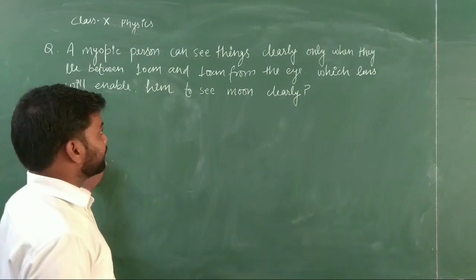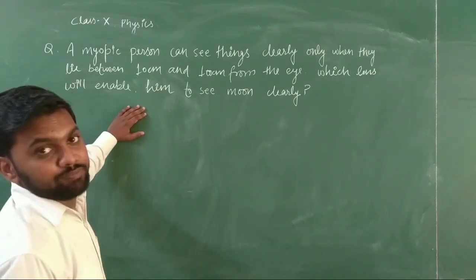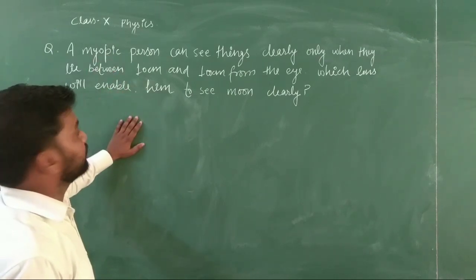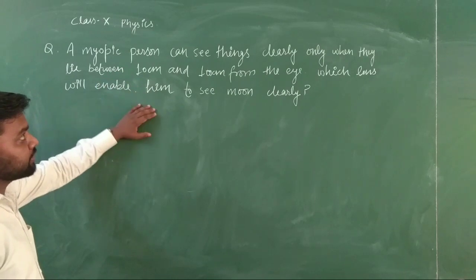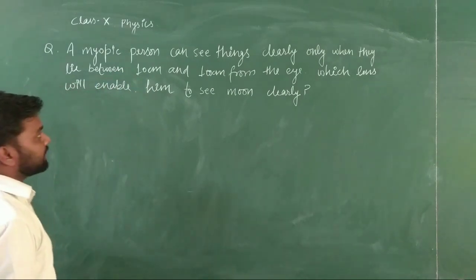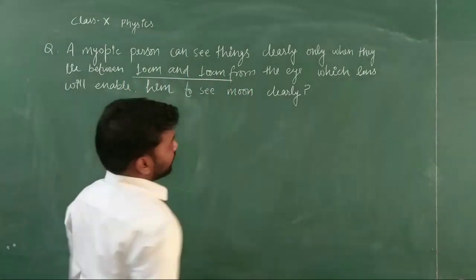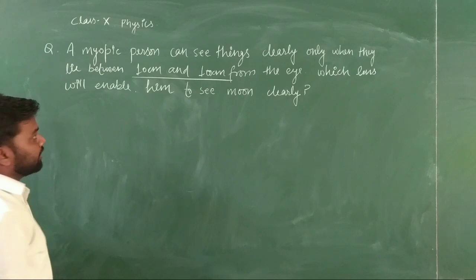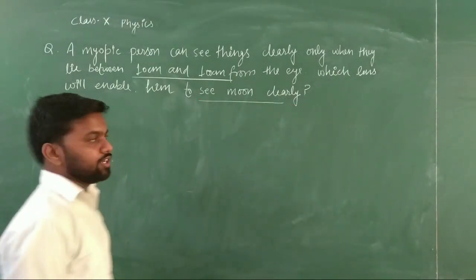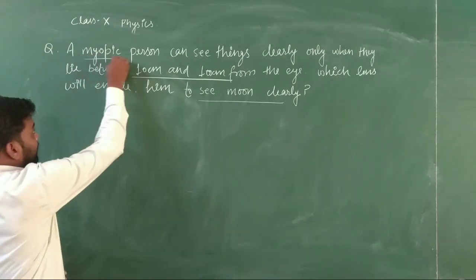Hello students, in this particular session we will solve another numerical based on myopia. The question is: a myopic person can see things clearly only when they lie between 10 cm and 100 cm from the eye. Which lens will enable him to see the moon clearly? Actually, he wants to see the moon but he is not able due to this defect.